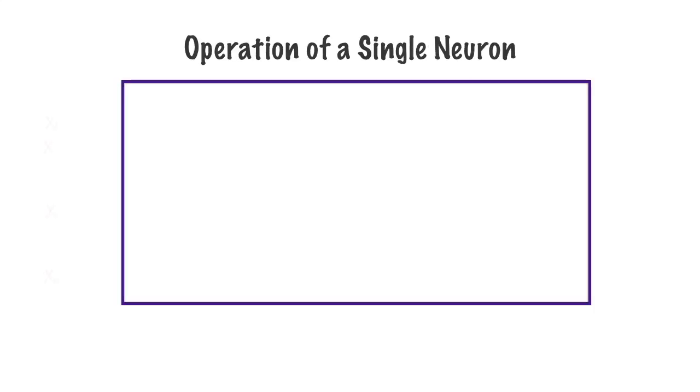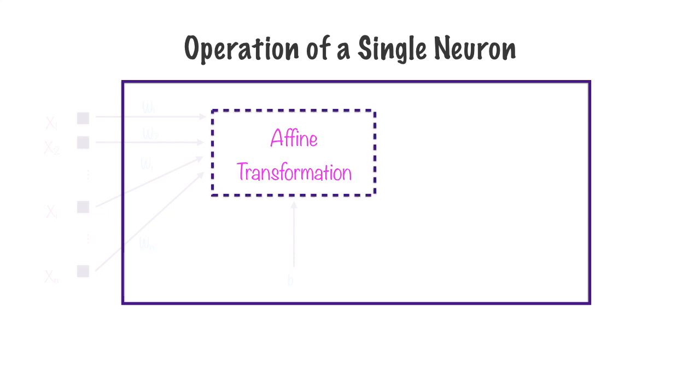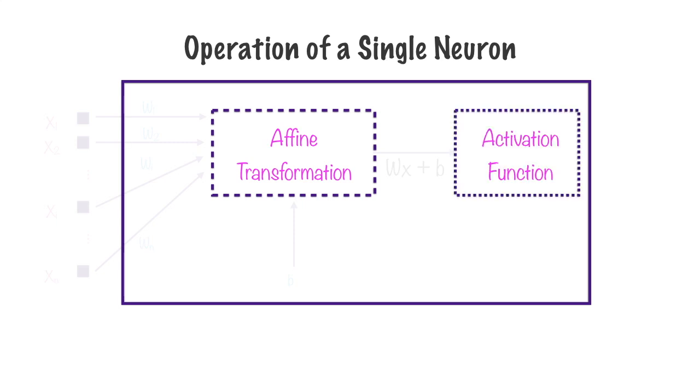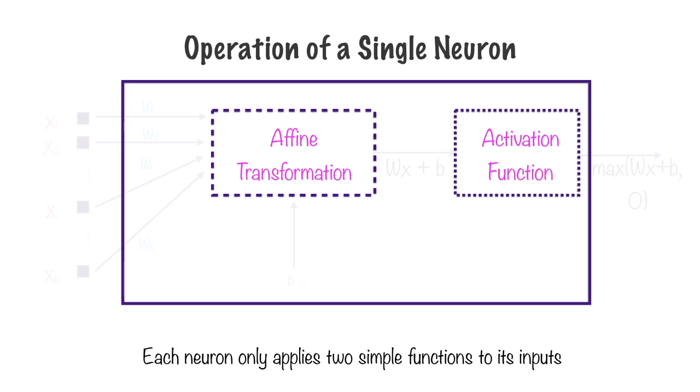We know that a neuron is essentially a mathematical function. Let's now peek inside a single neuron and see exactly how it operates. A neuron applies two very simple mathematical operations to its input. The first is the affine transformation. The affine transformation is fed a number of different inputs. It produces an output which is then passed to an activation function. And that's it.